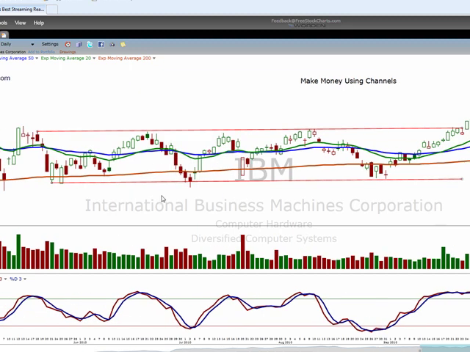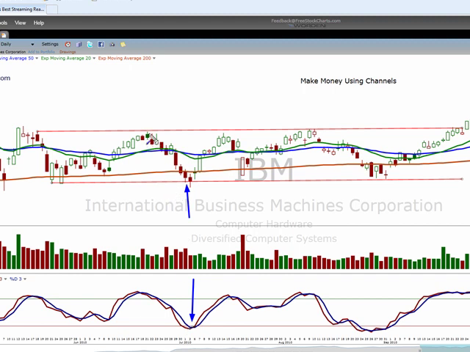Now on a channel, this is called a sideways channel. On a sideways channel, once you have a low here and you have the next low, which is the same identical price or a price similar to the previous low, that's your buy point. Especially if you have a stochastic reading at the 20 or below the 20, which tells you that the stock is oversold.